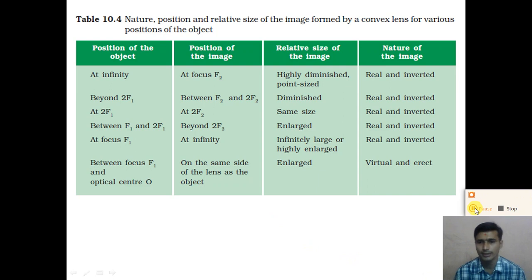So dear student, I hope that you understand all the image formation by a convex lens.